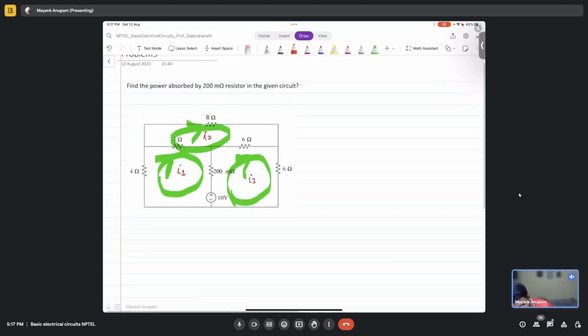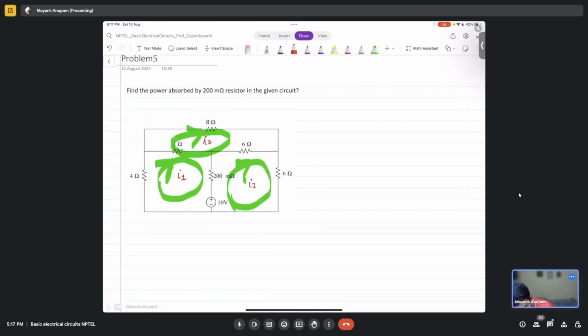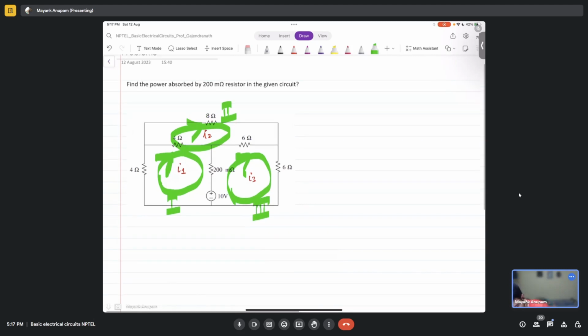Okay. Now tell me, what will be the equations? Let's call it mesh number one, mesh number two, mesh number three. Now tell me, what will be the equation for mesh one?